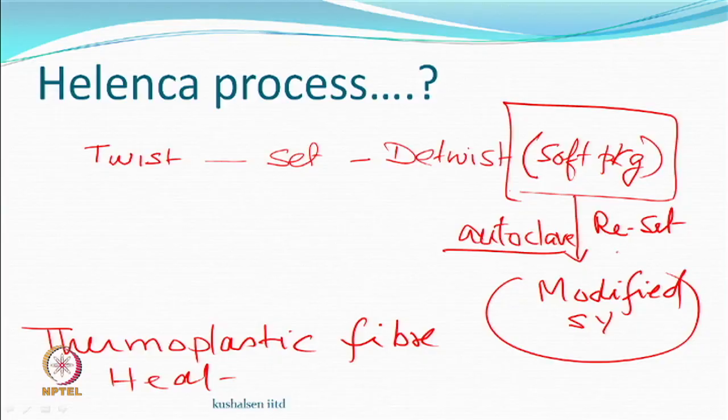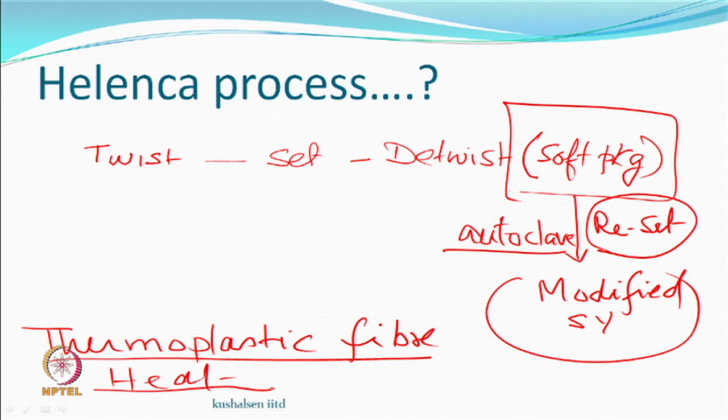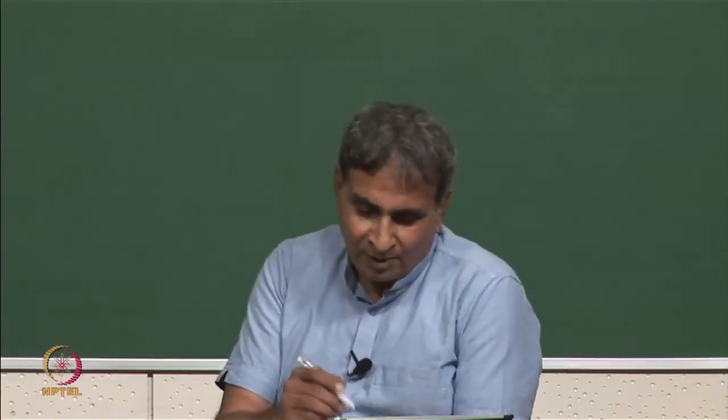After that, you do resetting, put it back into the autoclave again. Remember, if it is a thermoplastic fiber, then you use heat, that means again an autoclave. So, make a package, twist it, put it in the autoclave, take it out, obviously cool. After cooling, take it to the detwisting zone machine, detwist, make a softer package. And then after making a soft package, put it back into an autoclave again, and do not do anything after that, cool it, and this is your modified stretch yarn.